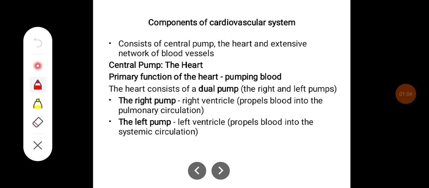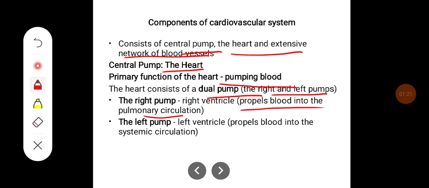It consists of a central pump, the heart, and an extensive network of blood vessels. Central pump, the heart. The primary function of the heart is to pump the blood. The heart consists of a dual pump, that is right and left pumps. The right pump, that is the right ventricle, propels the blood into the pulmonary circulation, and the left pump, that is the left ventricle, propels the blood into the systemic circulation.